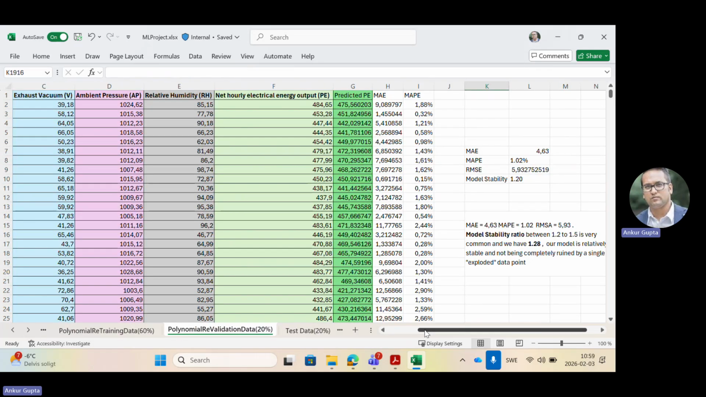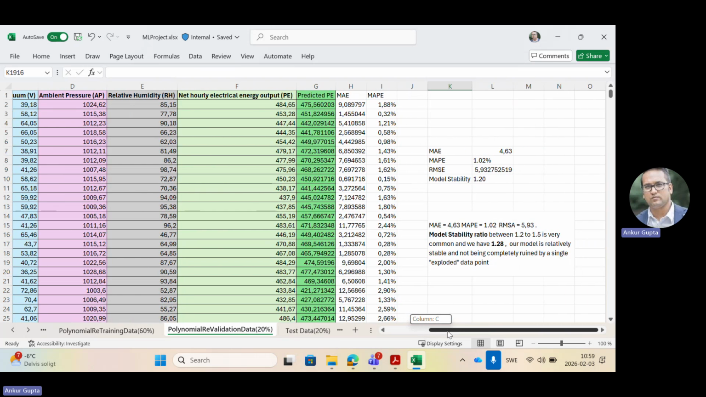We used the same validation data and calculated the predicted value, and also calculated the mean absolute error, mean absolute percentage error, and root mean square error. As you can see in the values here, MAE is 4.63, MAPE is 1.02%, and RMSE is 5.9. And the model stability came out to be 1.2, which is also good, but not as good as linear.